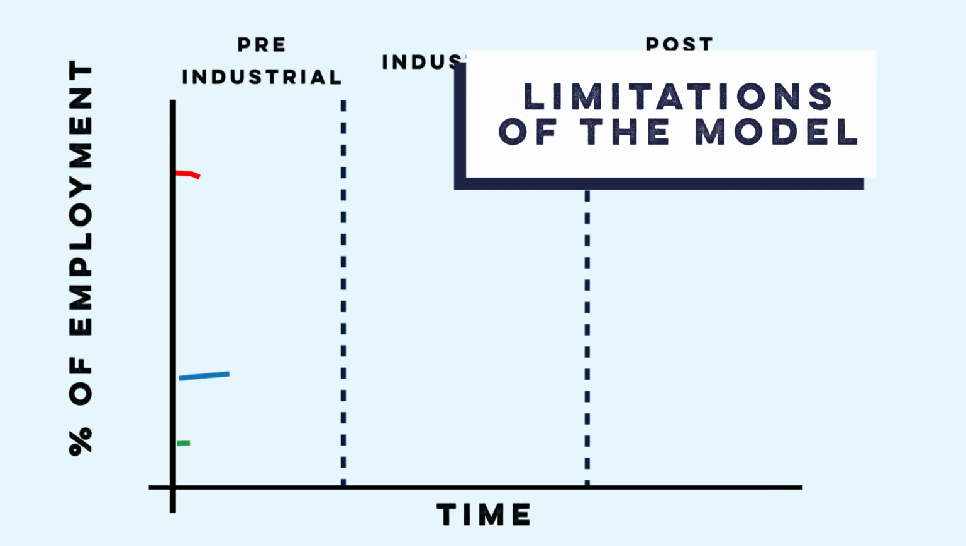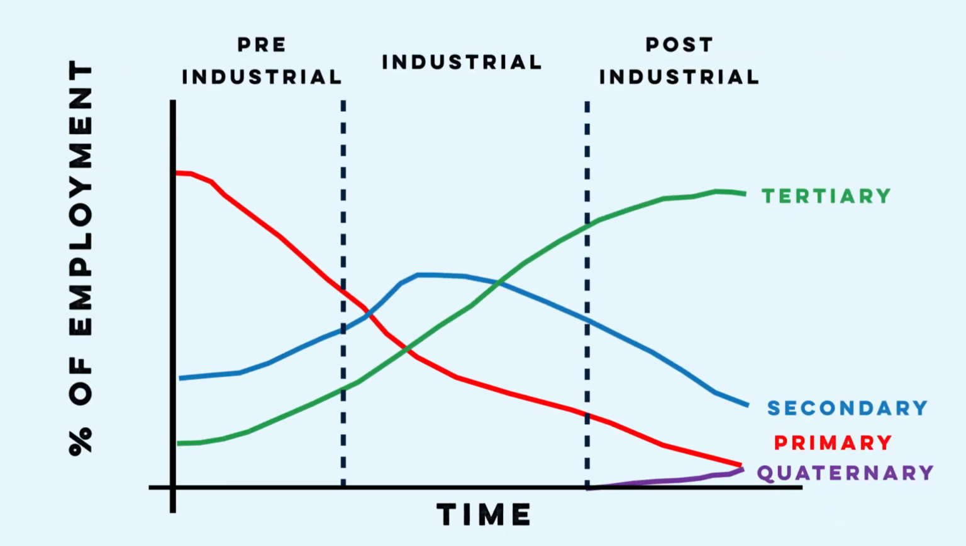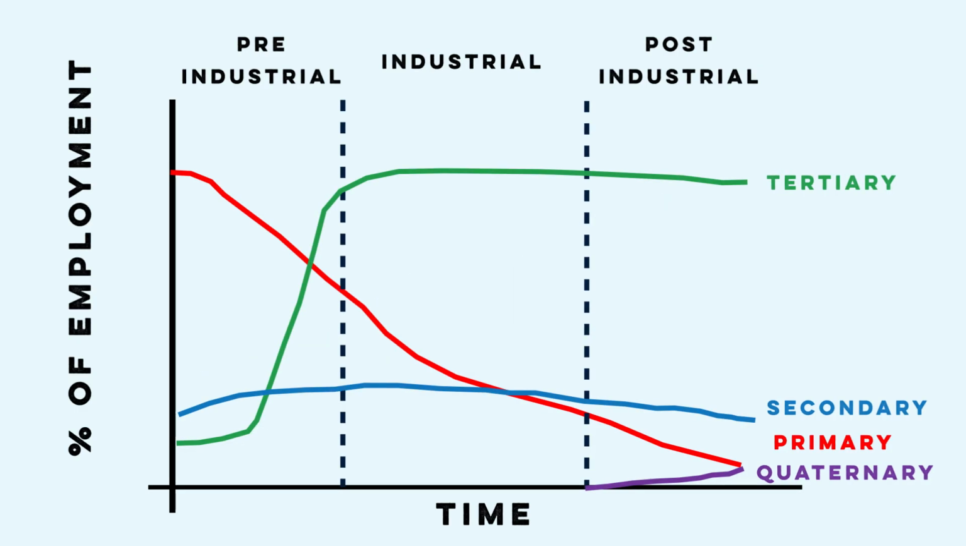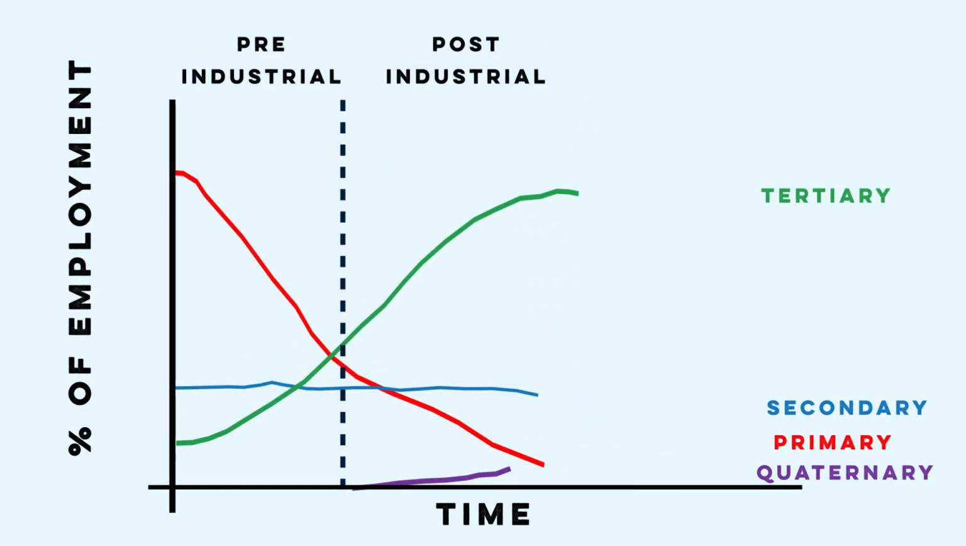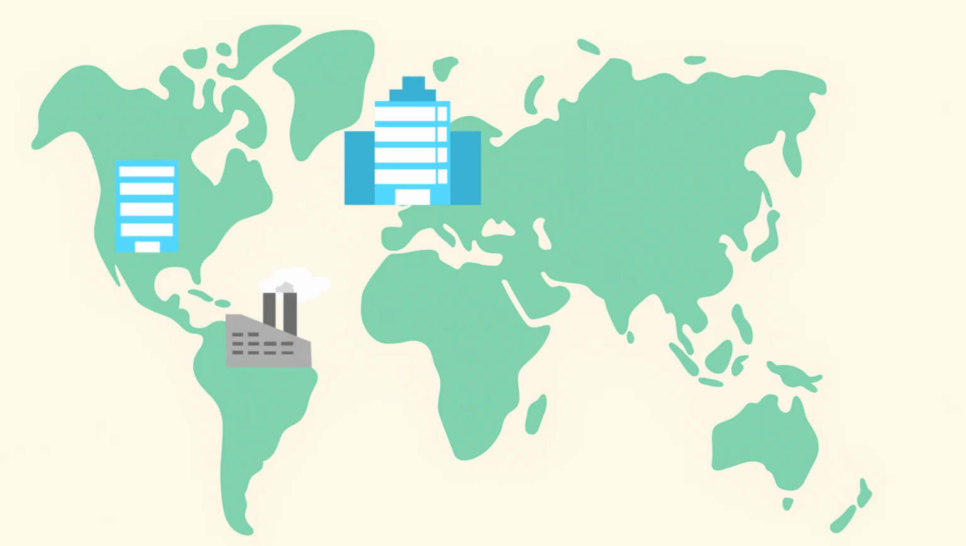Limitations of the model. The Clark-Fisher model is useful, but not perfect. Not all countries follow the same path. Some countries can skip stages, and globalization has changed patterns, especially with manufacturing moving overseas. So, while it is a simplified model, it is still very valuable to understand economic development.